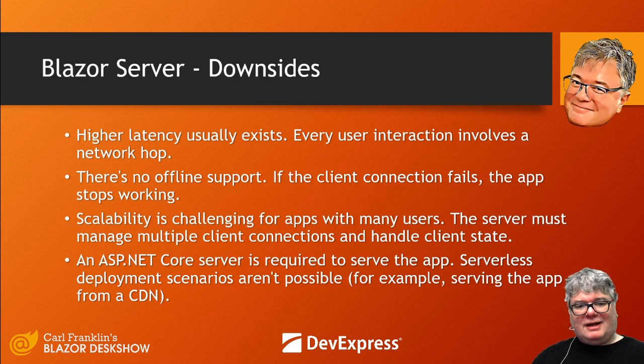So there's no offline support with Blazor Server, and that means if your internet goes down, your app stops working, right? So that means you want to do an assessment of your current situation. Who is your audience?